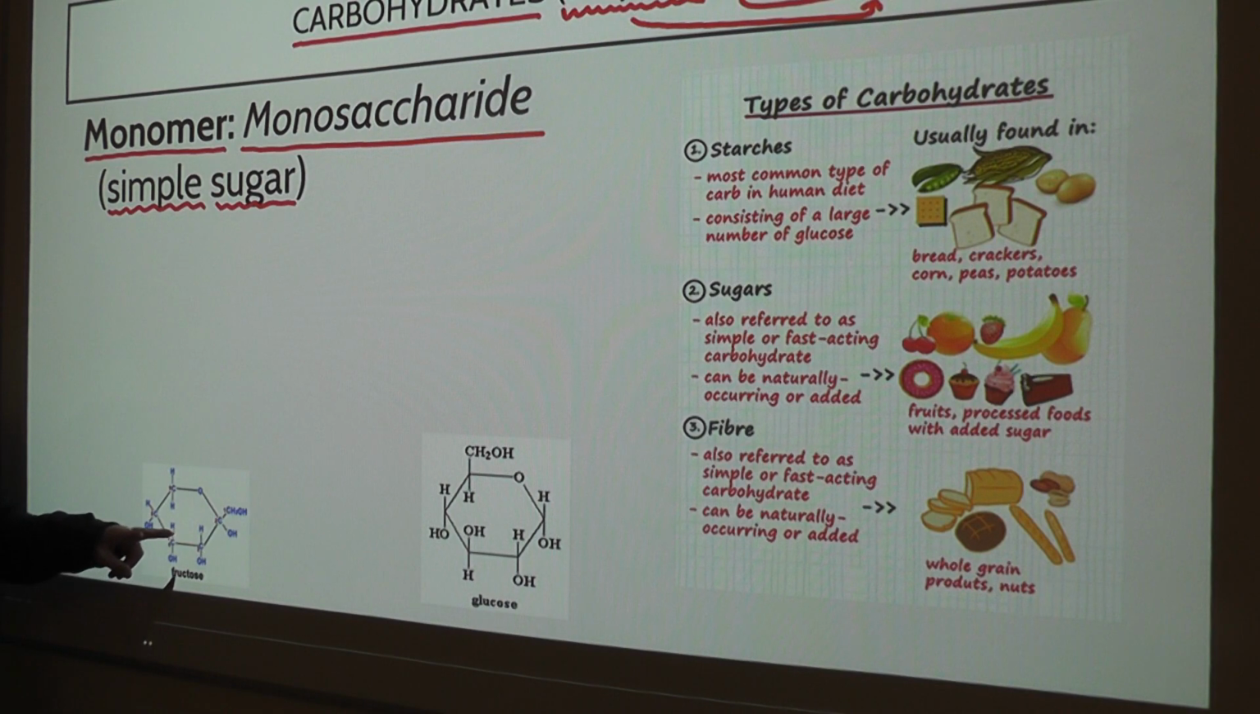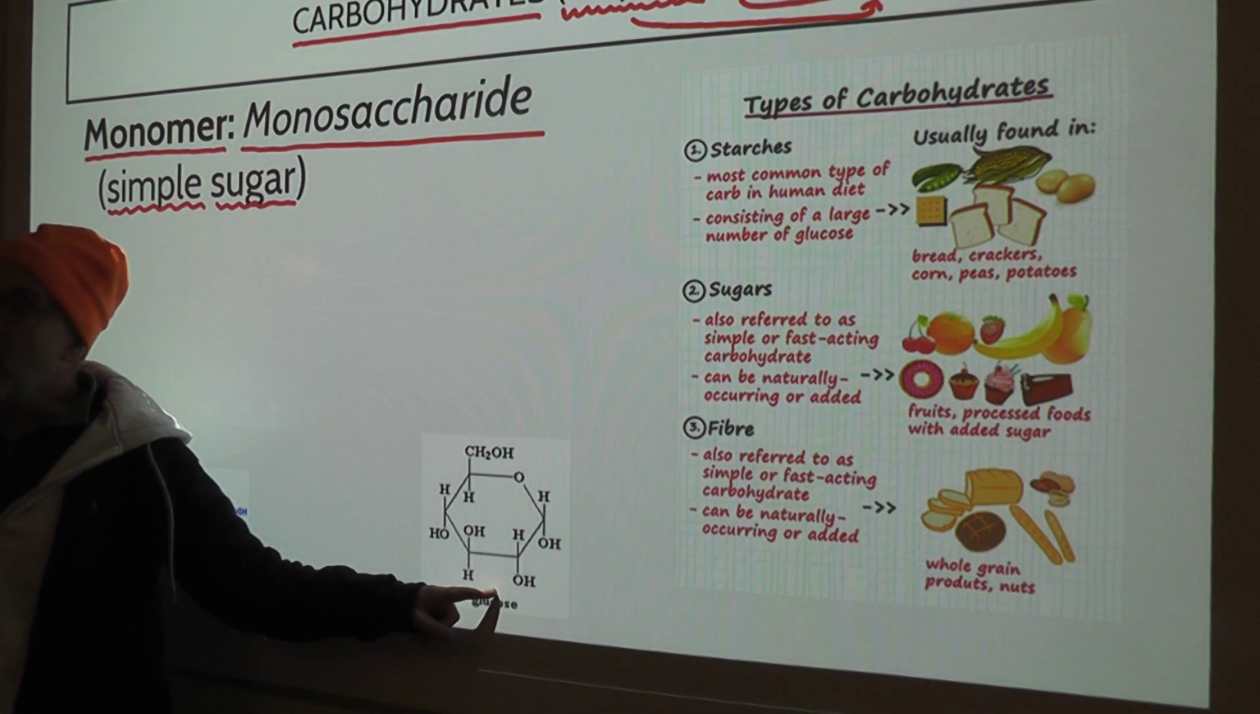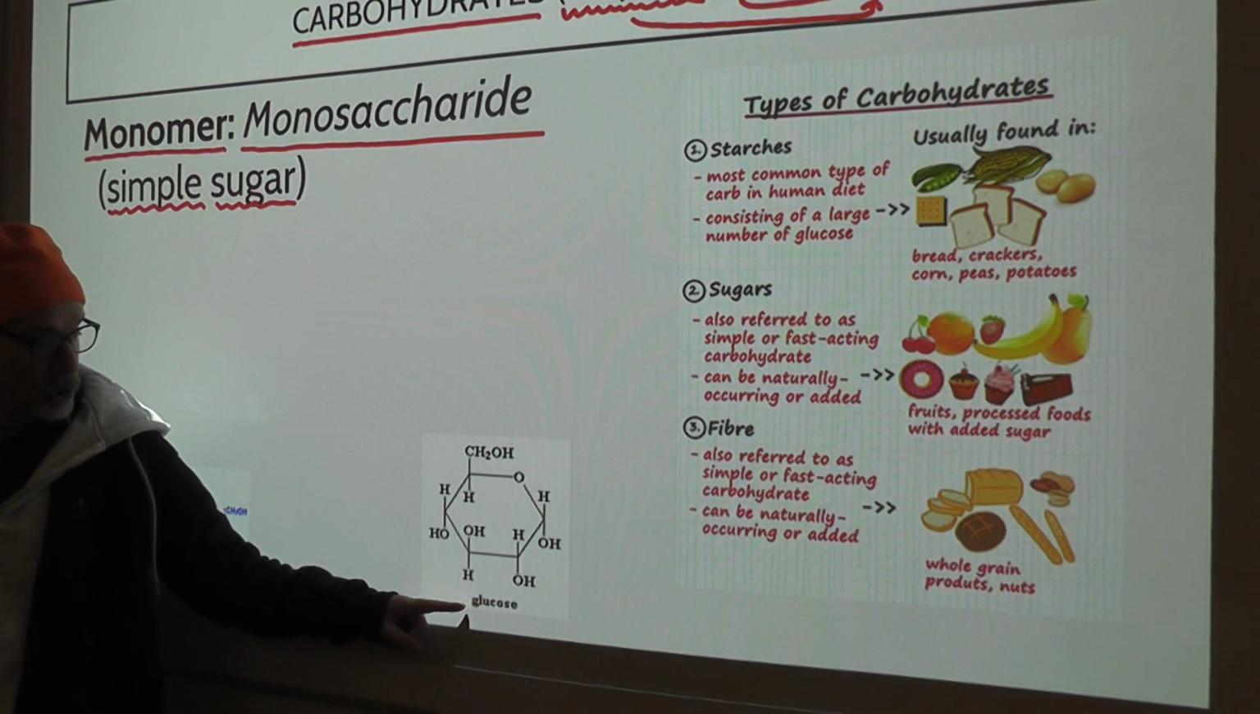Fructose itself, though, is perfectly natural. If you eat a piece of fruit, you're eating fructose. Fructose is named fructose because it's commonly found in fruits. Okay? Another monosaccharide simple sugar is called glucose.